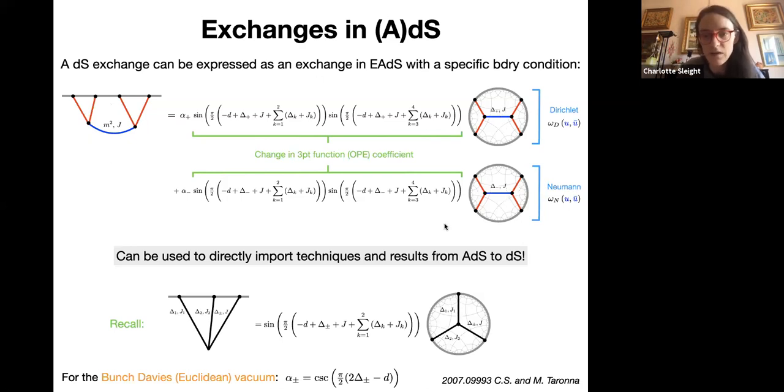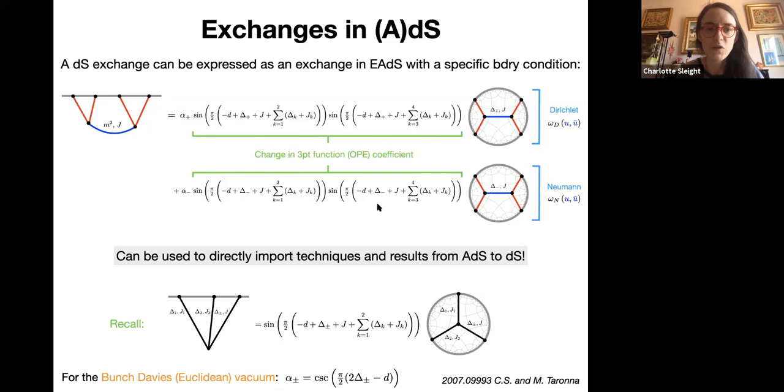So this relation provides us with a way to try to import the techniques and results that have been so useful to help us understand the properties of exchanges in anti-de Sitter space, to try to gain a similar level of understanding for exchanges in de Sitter. So in our paper that appeared a couple of weeks ago, we started to make some initial steps to explore the consequences of this relation.